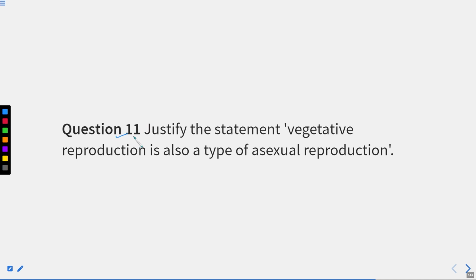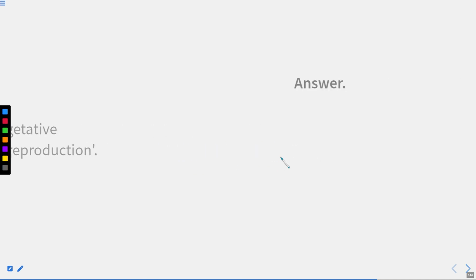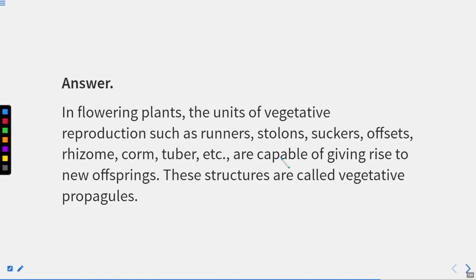Now let's talk about question number 11. Here we have to justify the statement: vegetative reproduction is also a type of asexual reproduction. Now in flowering plants, the units of vegetative reproduction are such as runners, stolons, suckers, offset, rhizome, corm, tuber, etc. We have talked about these. Okay, these are all vegetative propagules you can say, and they are capable of giving rise to new offspring. So these structures are known as vegetative propagules.